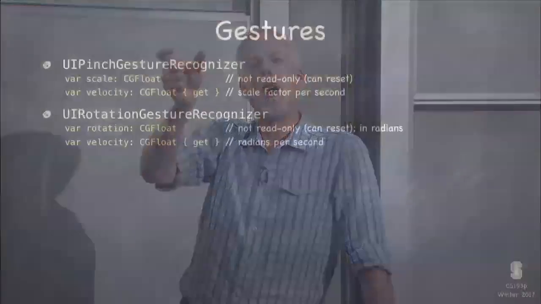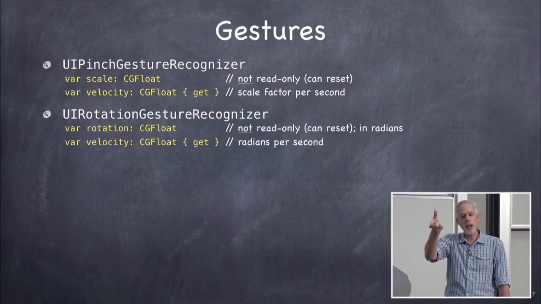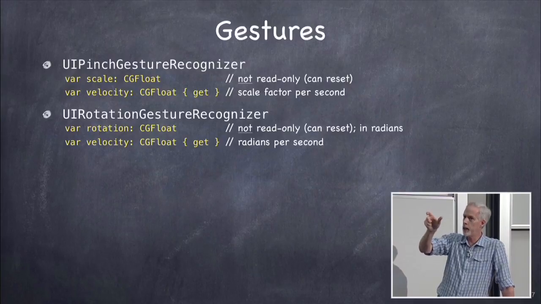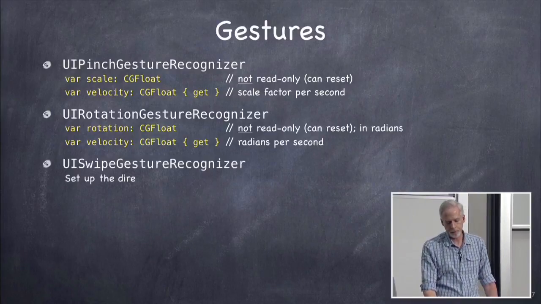And you also get velocity. How many points per second or whatever this thing is, or not points per second, it's really scale factor, the percentage scale is changing, how fast it's changing per second. There's also a rotation gesture. That's 2 fingers down, like turning a knob. Keep the 2 fingers down, you turn them. You get the rotation there. That rotation is in radians. Again, not read-only, so you could reset it and get the incremental turning. And you also get the velocity in radians per second, how fast the person is turning their knob.